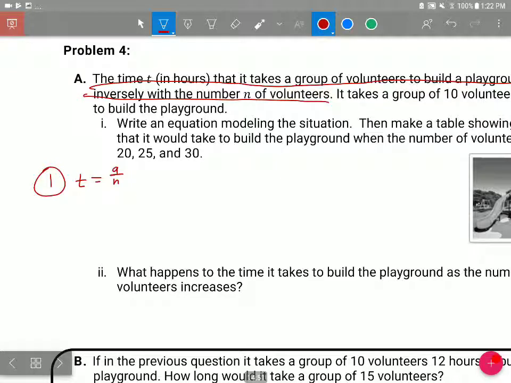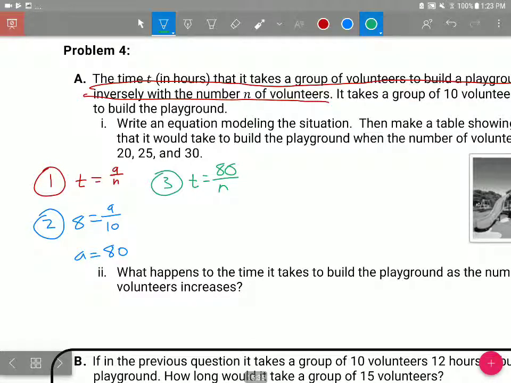Okay, so they give you enough information to solve it. Okay, what am I going to plug in for time? 8. What am I going to plug in for A? We don't know yet. Good. What about N? 10. Therefore, if 8 equals A over 10, A must equal 80. Very good. Okay. Step 3. Answer their question. Write an equation modeling the situation. So what would that equation be? T equals 80 over N. That's your baseline equation.